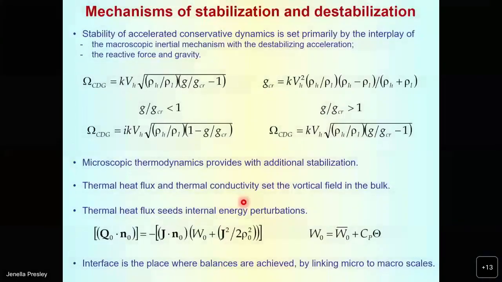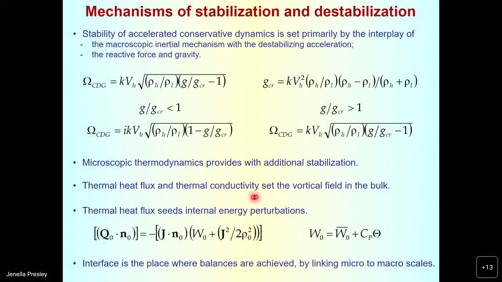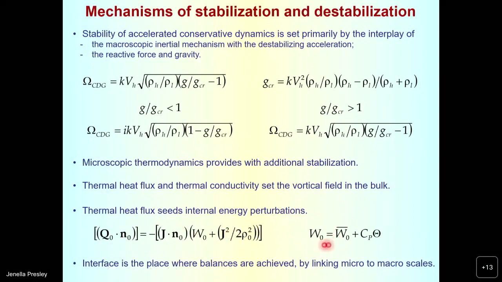Thermal heat flux, however, and these microscopic thermodynamics, do impose an important qualitative change. In a sense, they set the vortical field in the bulk. In other words, if we manage to handle the thermal heat flux very accurately at the interface, with a reasonable accuracy, not super high accuracy, we may have a potential flow everywhere, in the bulk and at the interface, which essentially means that we can control the dynamics very tightly. So this thermal heat flux is seeded by the internal energy perturbation. And in fact, it tells us how accurately we should define it.